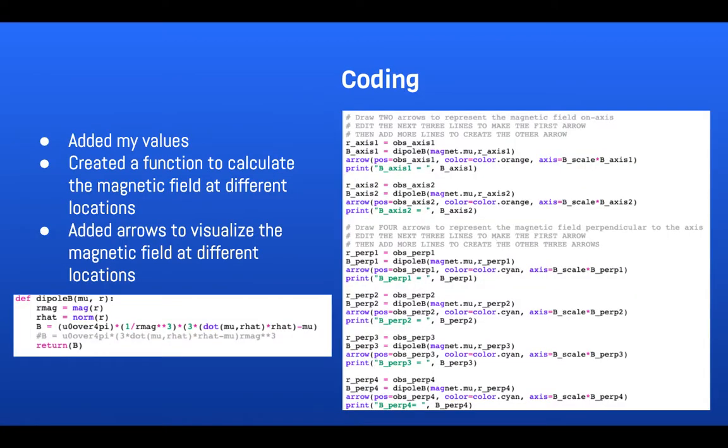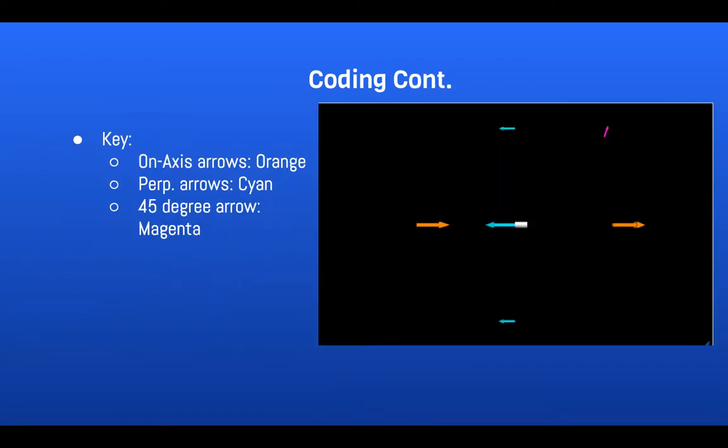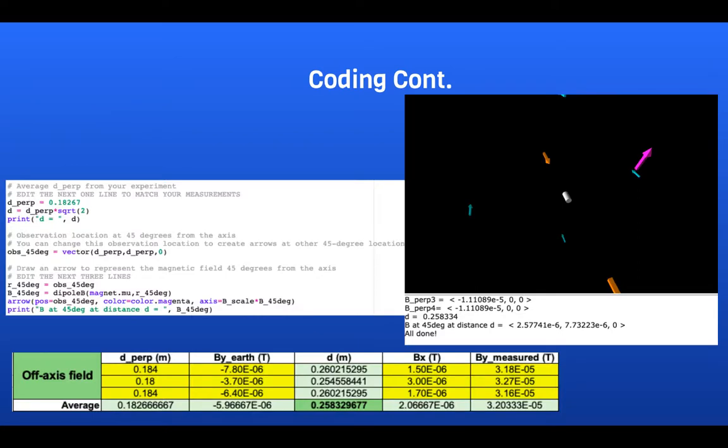For the coding section, I added my data and created a function to measure the magnetic field at different locations, the general formula of the magnetic field of a dipole, as well as creating arrows to visualize the field at each location. Here's the key. The magnet is in the center. The on-axis arrows are in orange. Perpendicular arrows are cyan. And the 45-degree arrow is magenta. Here's a clearer view of the 45-degree arrow.